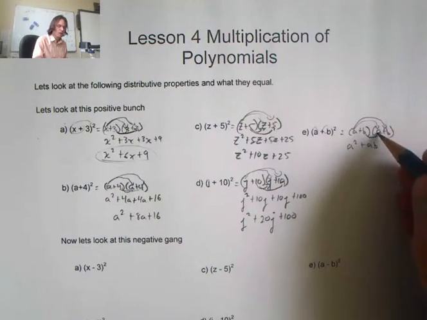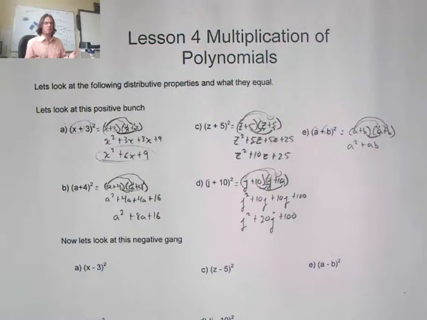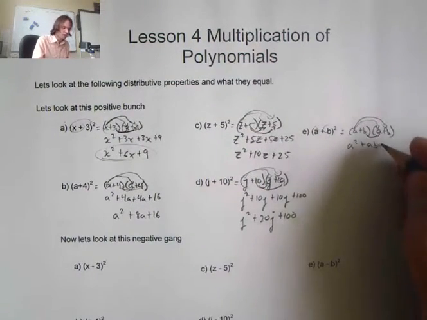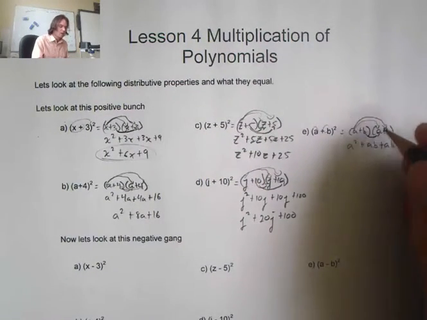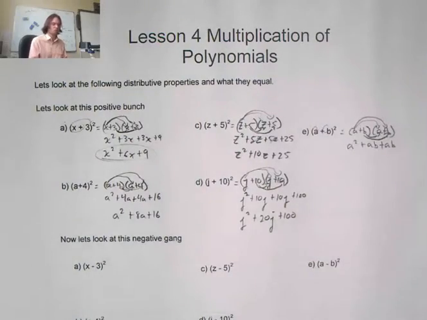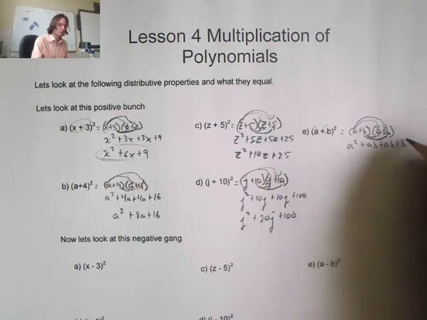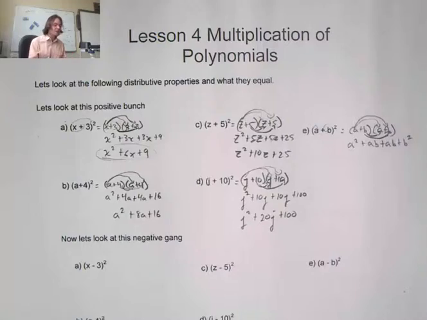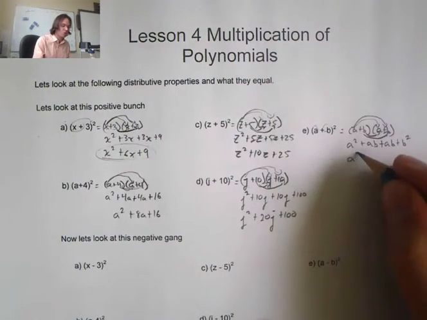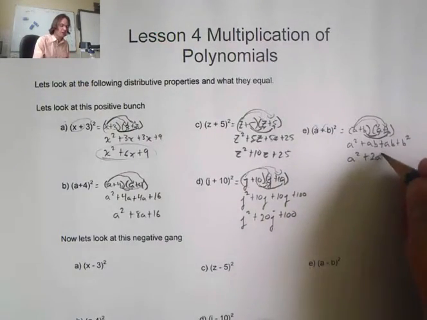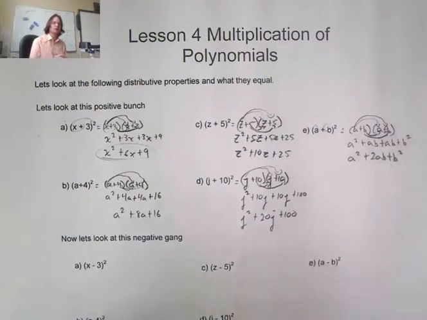Then I have b multiplied by a. That's the same thing as ab, because b times a is a times b. So I have plus ab. Then I'm going to have b multiplied by b. I use my distributive property, which is plus b squared. Now I combine all these together, I'm going to end up getting a squared plus 2ab plus b squared.